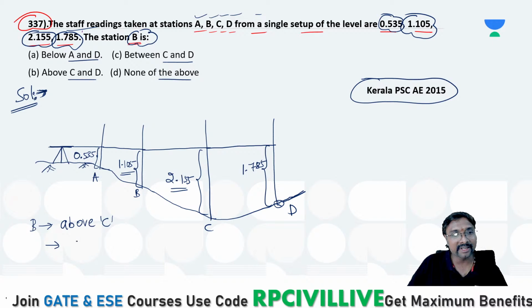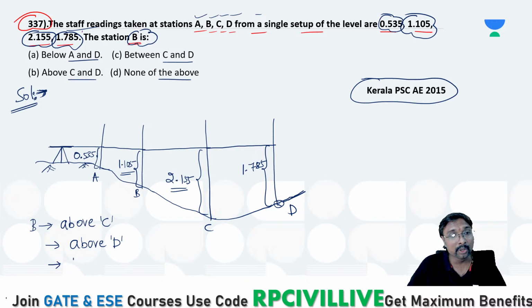This point B is what? Above D or above B, right? It is above D only, no? Above D only, right? 1.1 is there and 1.7 is there, right? So more distance means more staff reading, which means lesser reduced level, right? Less staff reading means higher reduced level, right?